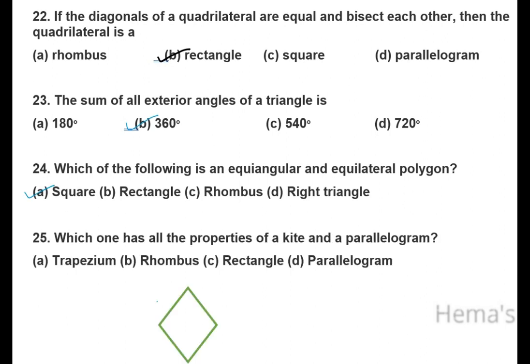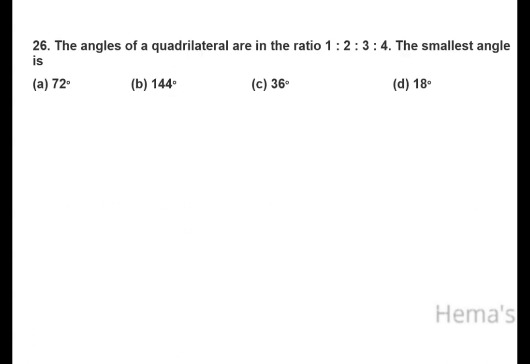Question 25. Which one has all the properties of a kite and a parallelogram? In a kite, two adjacent sides are equal, whereas in a parallelogram, two opposite sides are equal and parallel. And therefore, rhombus is the correct answer. In case of rhombus, we have two adjacent sides equal and two pairs of opposite sides which are equal and parallel. Question 26. The angles of a quadrilateral are in the ratio 1 is to 2 is to 3 is to 4.